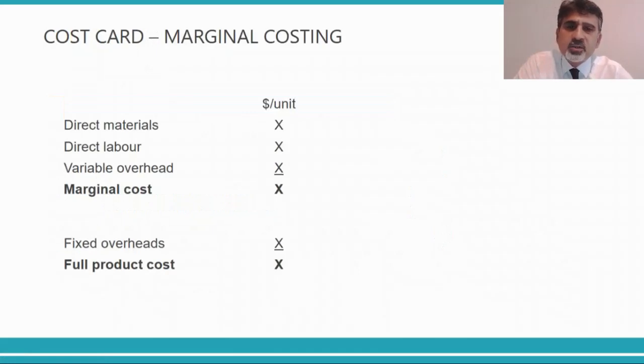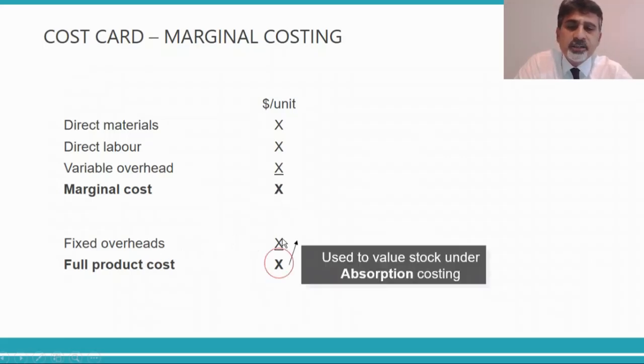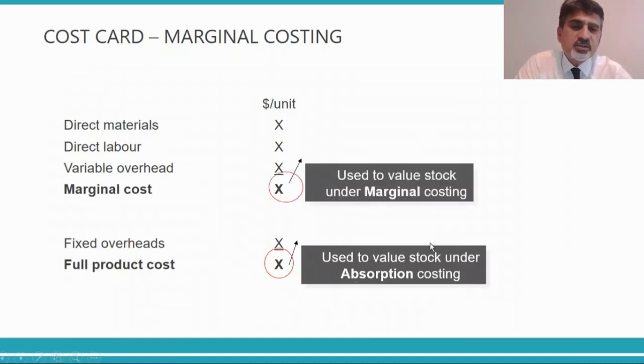So you've got the marginal costing card. Just like you made a cost card in your absorption costing in the previous chapter, this is the cost card for marginal costing. What is included in the unit of product is direct material, direct labor, and variable overhead, and you call it marginal cost. And when you add fixed overhead, then you call it full product cost. So this cost you use in absorption costing and this cost you use in marginal costing. So the difference in the value of inventory under marginal costing or absorption costing is only the fixed production overheads.